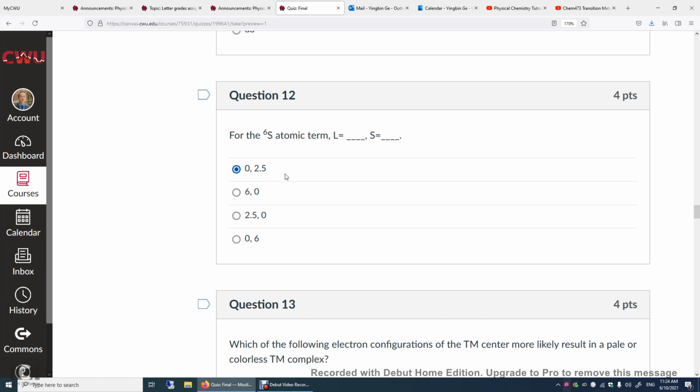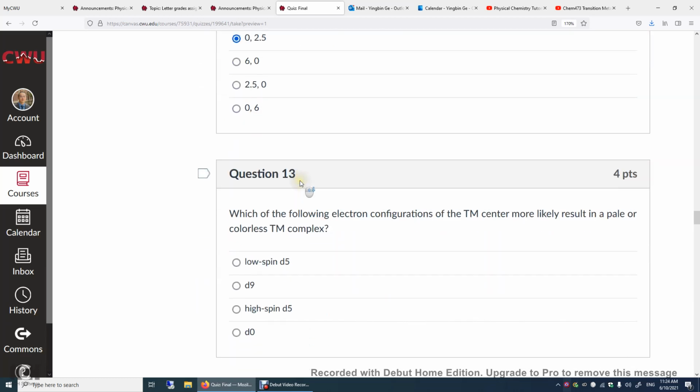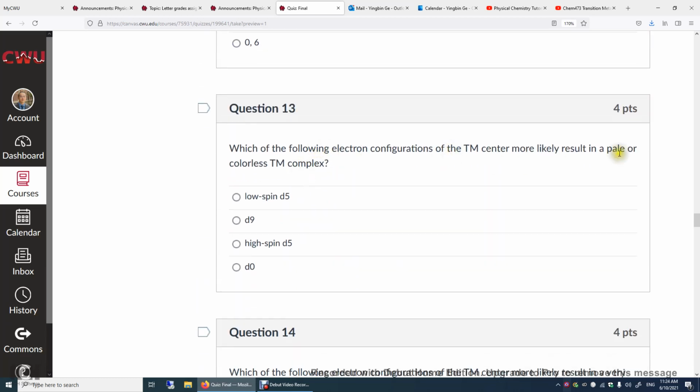SPDF 0, 1, 2, 3, so over here it's 0. Question 13, pale or colorless transition metal complex. Usually you need to think of spin forbidden transitions. All right, pale or colorless, that means the intensity of the electronic transition is extremely low, that's spin forbidden.